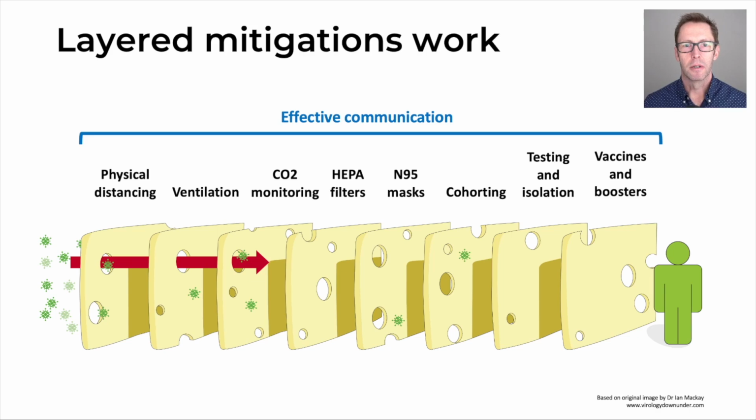Finally, back to where we started, the Swiss cheese model of layered mitigations is really important here because we know that none of these layers is perfect, but by combining them, we massively reduce the risk of COVID infection. So layered mitigations is the way to think about risk reduction in a school environment.